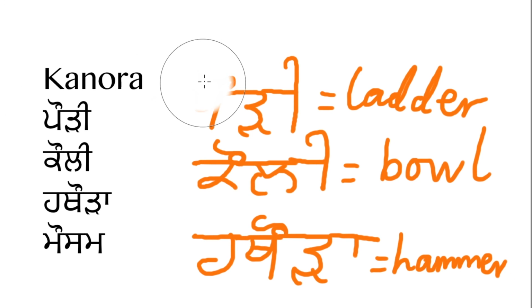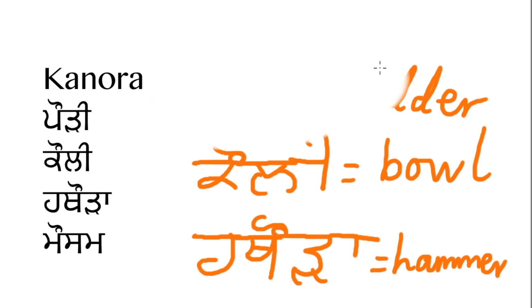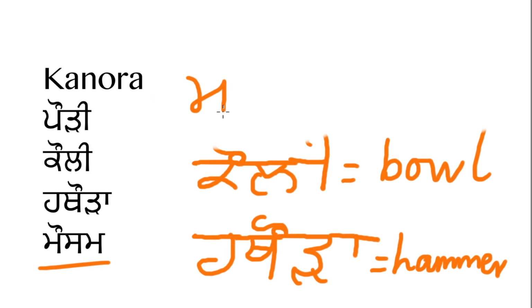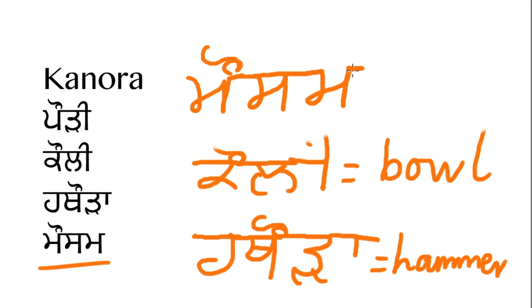And finally, I'll just get rid of ladder and make room for this word, which is a Mama with a Kanora, and then a Sassa, and then a Mama, which gives us the word Mausam. Mausam, which means weather.